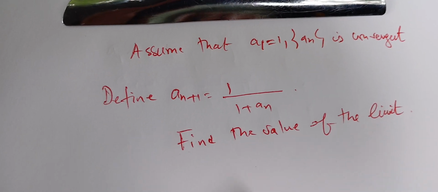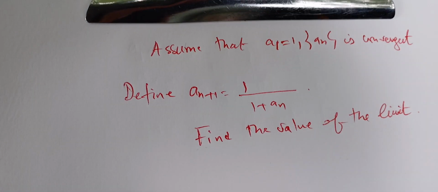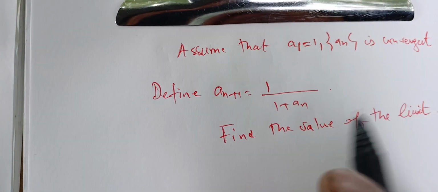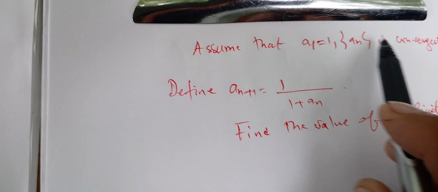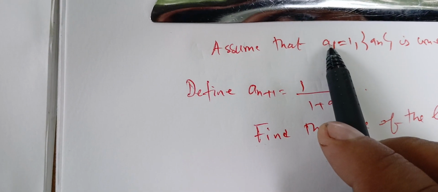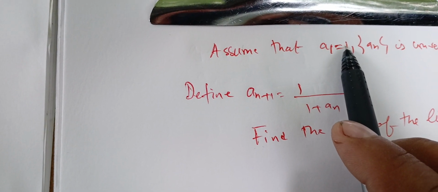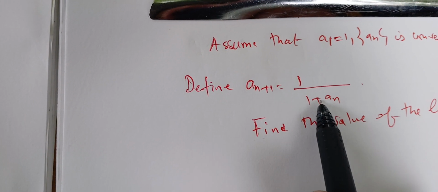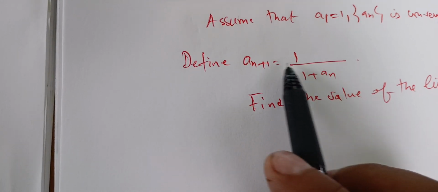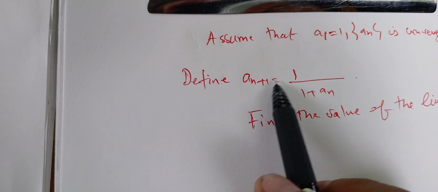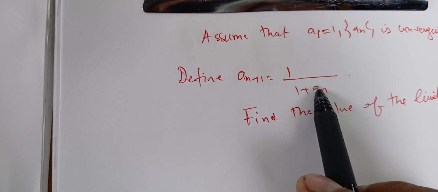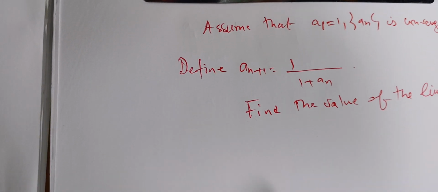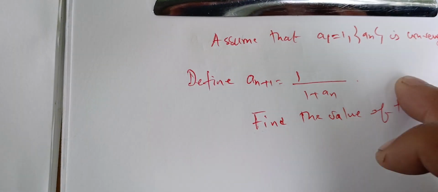In this problem, we're going to deal with a certain kind of limit. In our case, we assume that our sequence is convergent. Its first term, a1, is equal to 1, and we define the next term as a function of the present term. So we have a_{n+1} = 1 over 1 plus a_n. We want to find the value of the limit L. So a_n is convergent to some L.